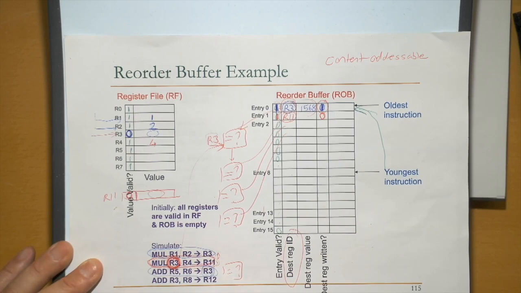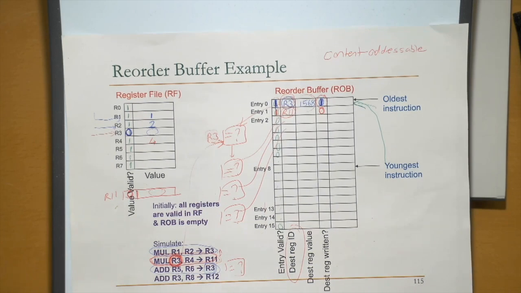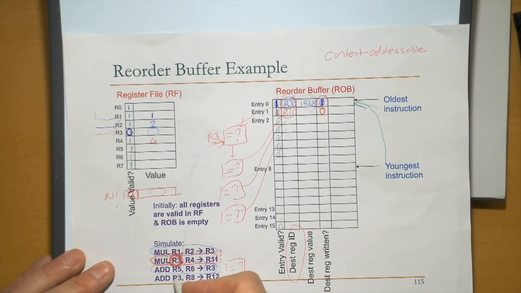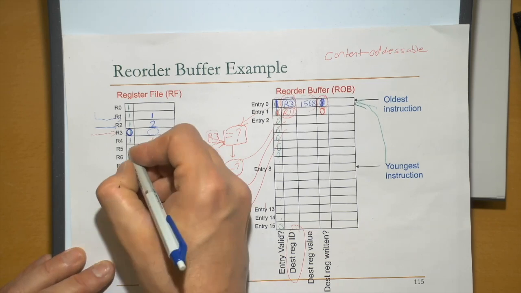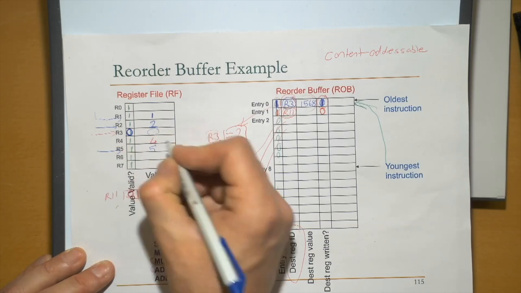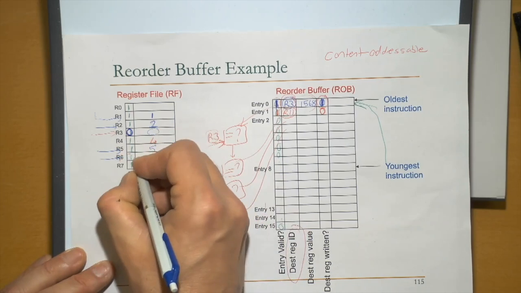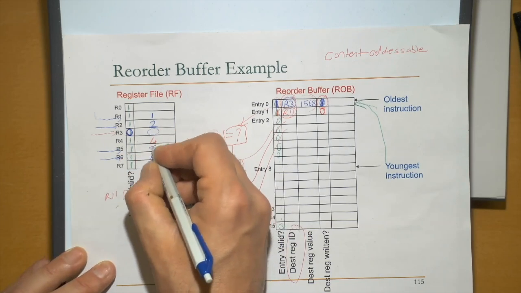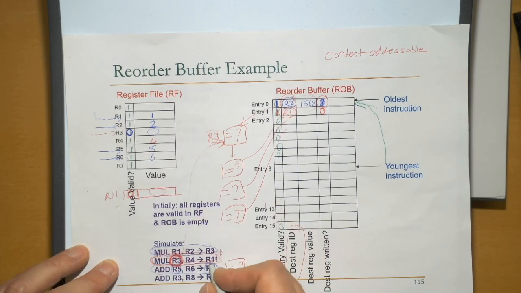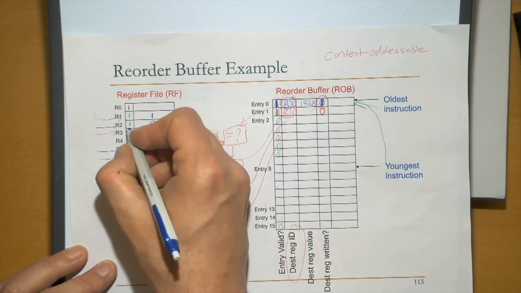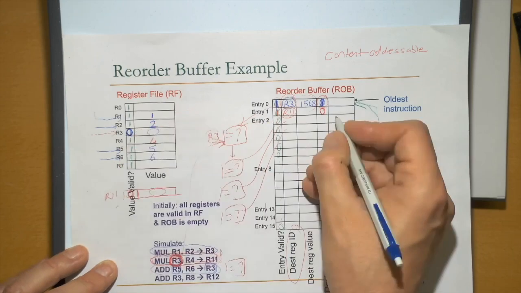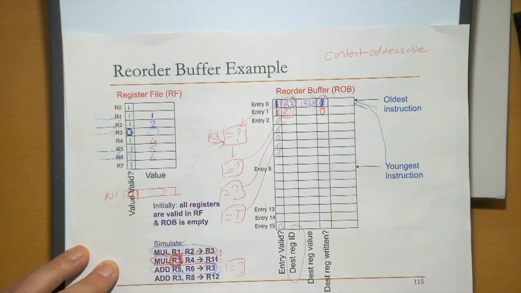There's something else interesting over here. This add R5, R6, R3. When it's decoded, it basically checks whether R5 is there. It's there. That's good. It's valid. R6 is there. It's valid. So it basically takes those values. It sets R3 to 0. Well, it's still 0. That's good. So R3 is still not trusted.